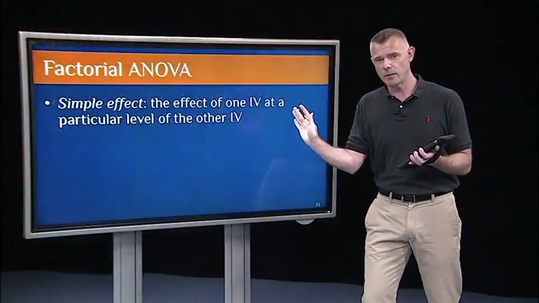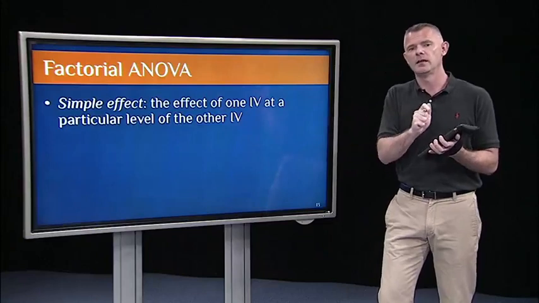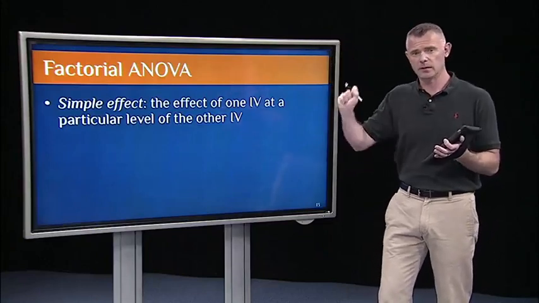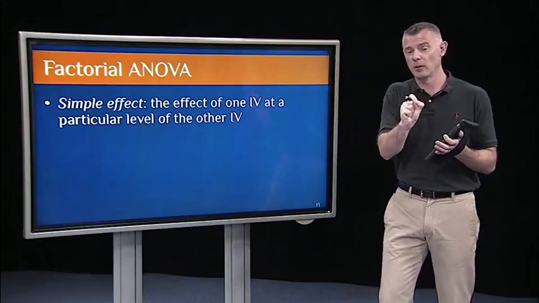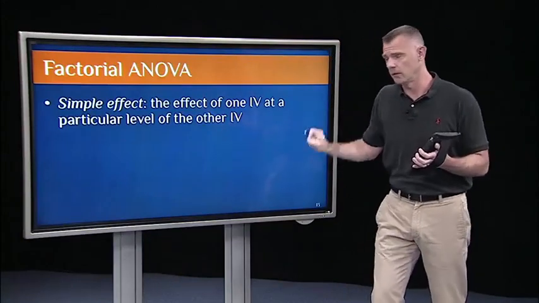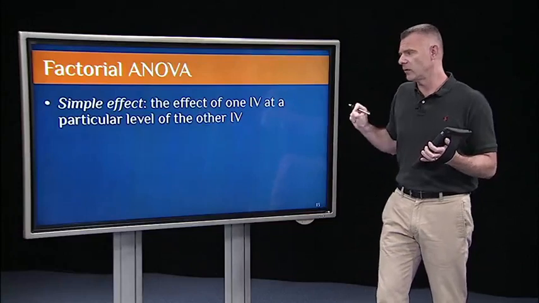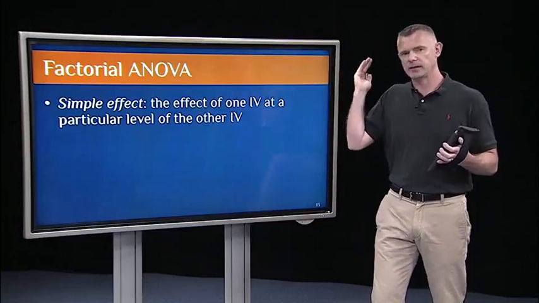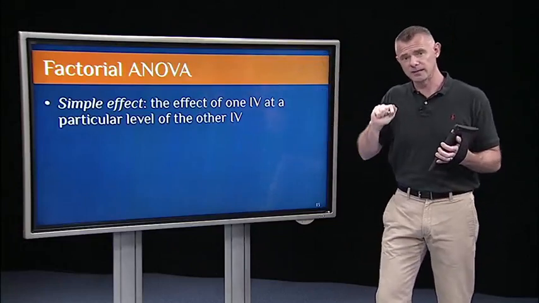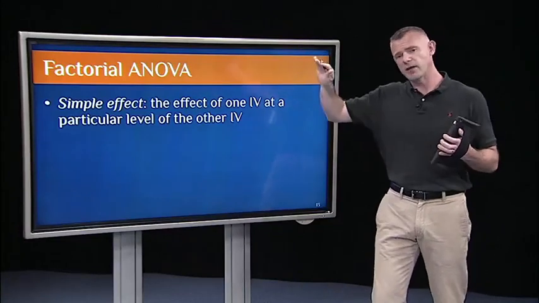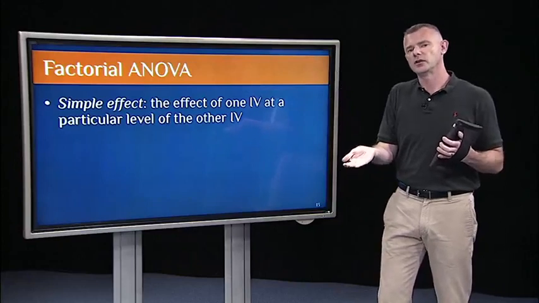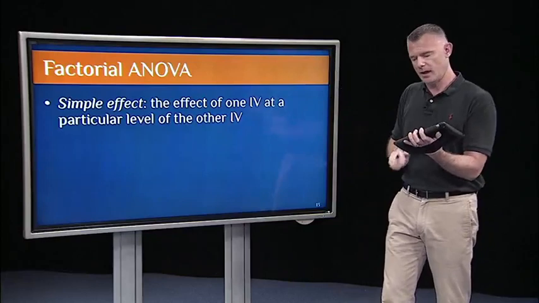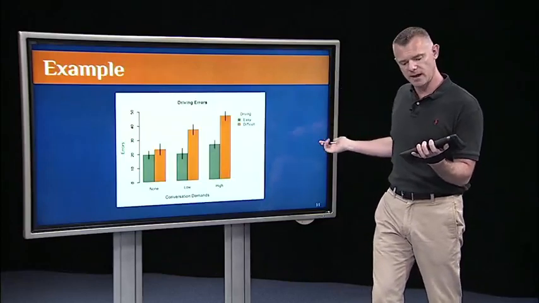Notice how that's different from a main effect. A main effect is the effect of one independent variable ignoring the other one. This is the effect of one independent variable at a particular level of the other one. So now I could say, well, did conversation demand have an impact in the difficult driving simulator? That's a simple effect. And if the simple effects change as a function of the other IV, then you've got an interaction. And that's exactly what you see in this example.